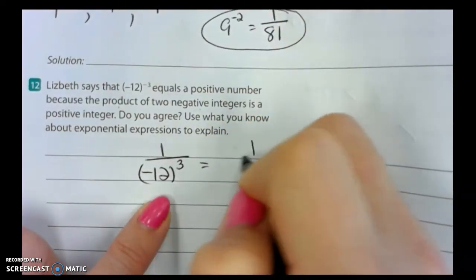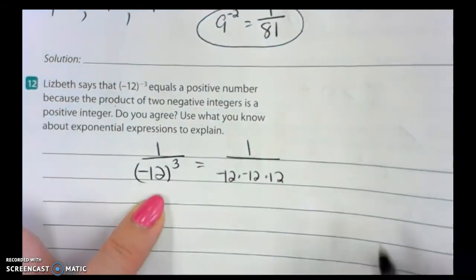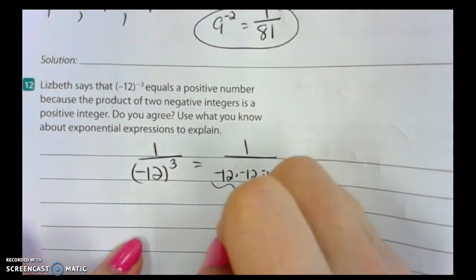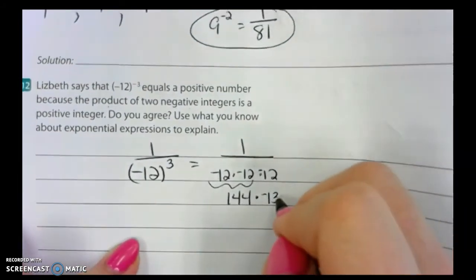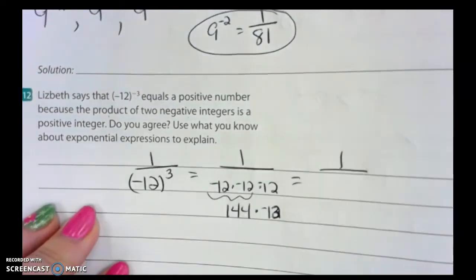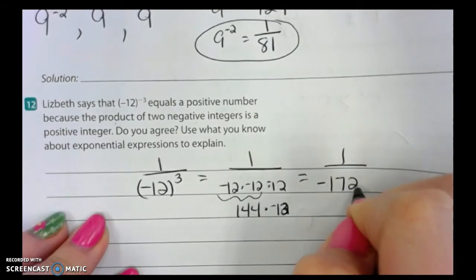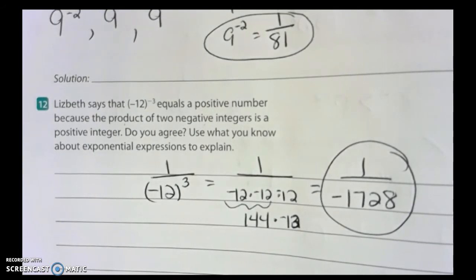Then if we did repeated multiplication, it would be negative 12 times negative 12 times negative 12. Now, these two negatives absolutely make a positive. That makes positive 144. But because there is a third negative factor, 144 times negative 12 makes our answer, I believe it's 1728. It is. Negative 1728. So is the answer positive or negative? It is negative. So Elizabeth was incorrect.